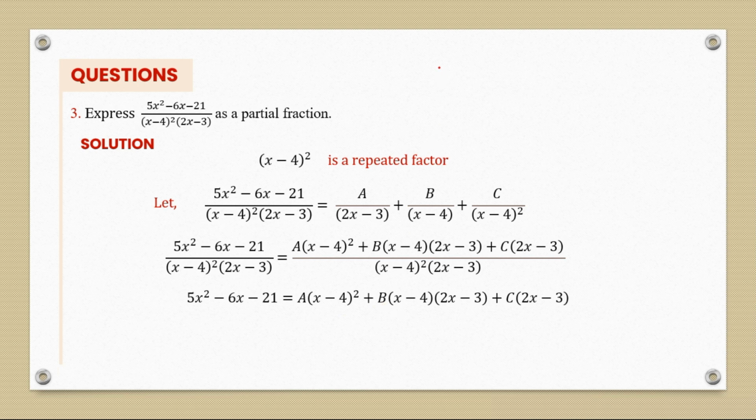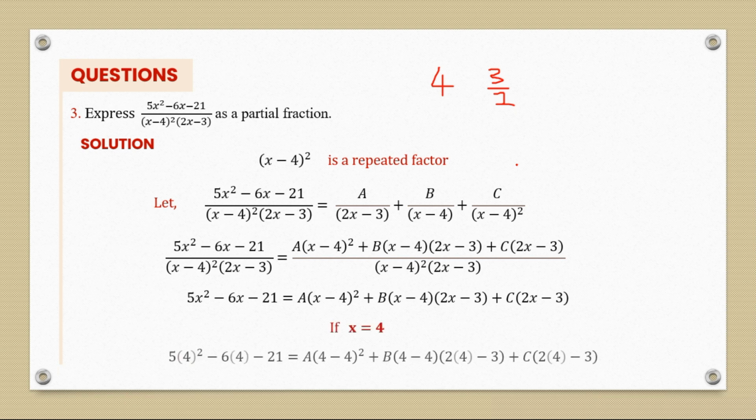If I let x be equal to 4, I can easily find the value of c. Then if I let x be equal to 3 over 2, I can see that this and this will cancel, and I'll be able to find the value of a. So any of those ways works, but it will depend. Now I'm going to first let x be equal to 4, and then we shall see I can first find the value of c.